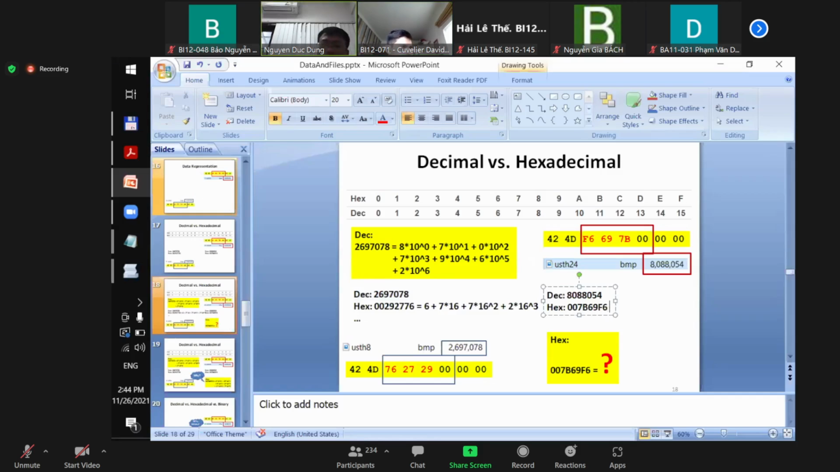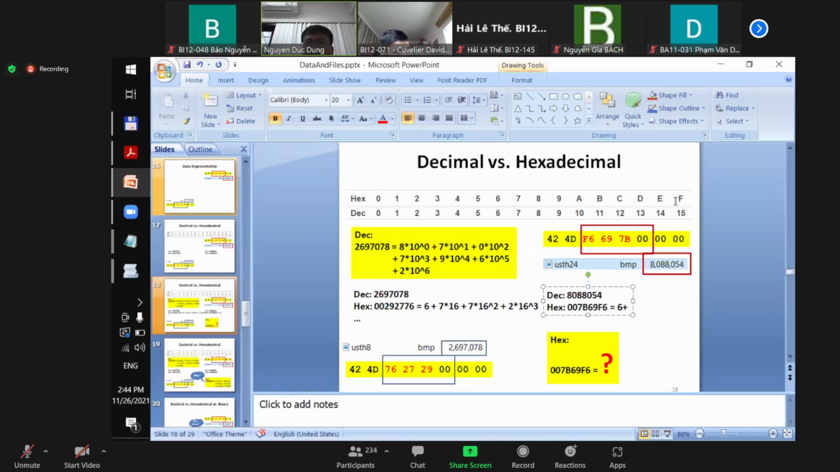Okay, I see. Yes. In this case, your question is how to work with the letter, for example, F. Right? Okay. Yes. Now, for the right number, it is also 6 plus F.